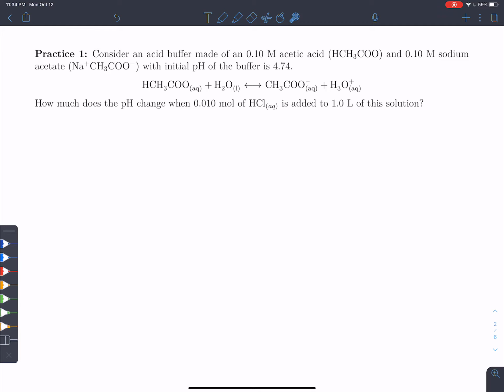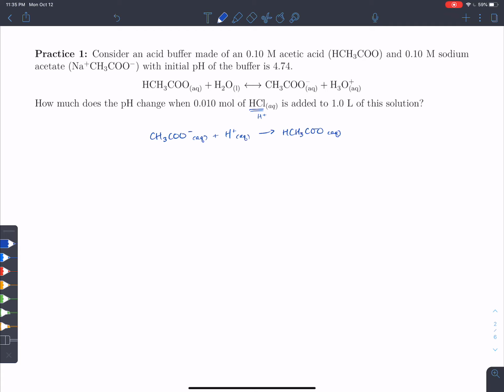So what you want to do, first of all, is identify what kind of change is occurring to the buffer. We know that we are adding HCl, and HCl is an acid, so it's going to release hydrogen ions. Those hydrogen ions are going to react with our acetate ions in solution, and get neutralized to form acetic acid, aqueous.